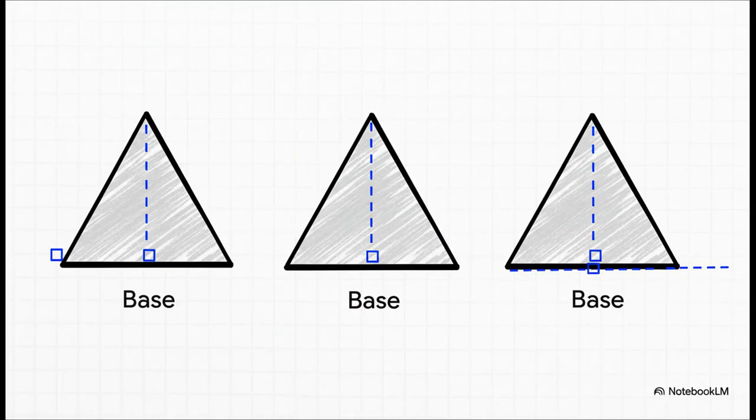Okay, but there is one really important catch here, and it's all about the height. The height isn't just any random side of the triangle. It has to be the line that goes straight up from the base at a perfect 90-degree angle, making like a T shape. Get that part right, and you'll get the area right every single time.